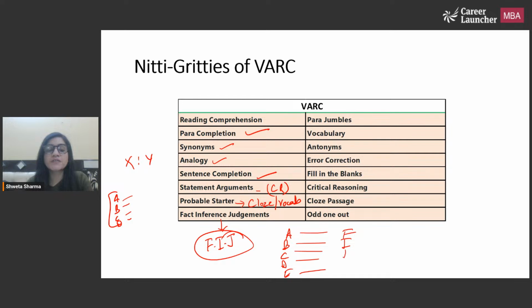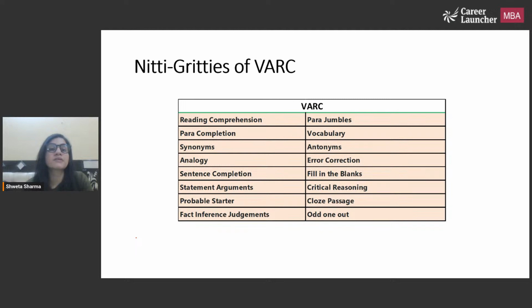Is it an inference? It's a judgment. What exactly is it? So you're supposed to figure out what type of sentence it is. Is it a fact? Is it an inference or a judgment?